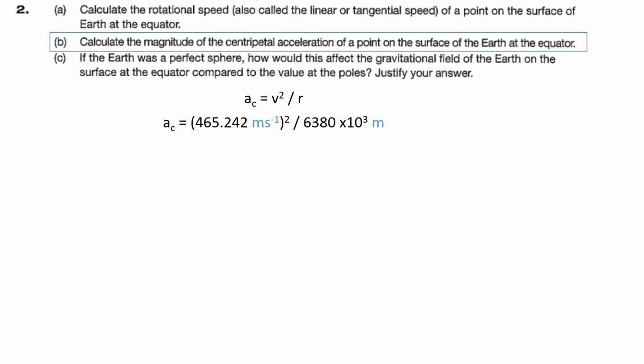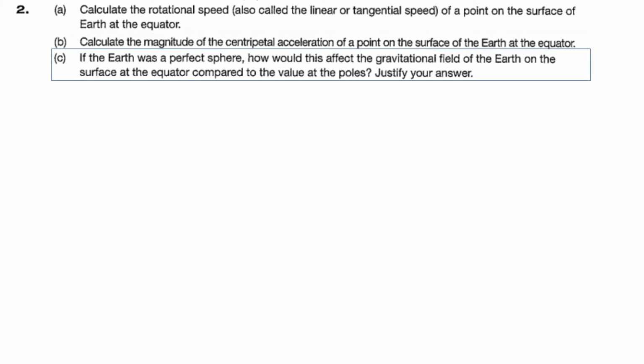Plug in the values, that's the velocity that we just calculated, 465 meters a second, and of course using the radius that we were already given, which was 6,380 kilometers, so 6,380 times 10 to the 3 meters. We plug those values in and that should give us 3.39 times 10 to the minus 2 meters per second squared. In your calculator it should come out as 0.033926, but we can just use scientific notation to make it a little simpler.